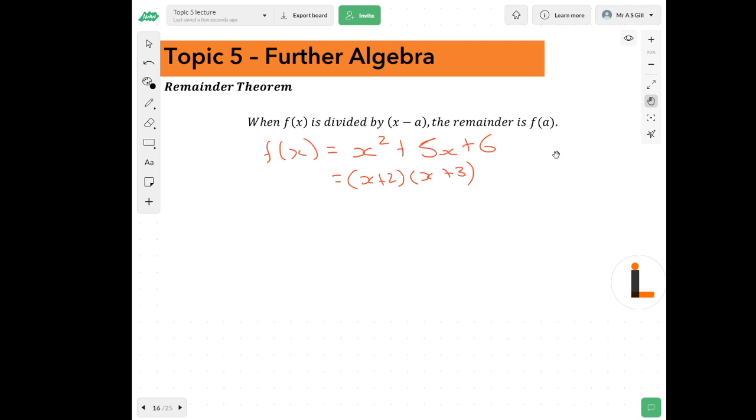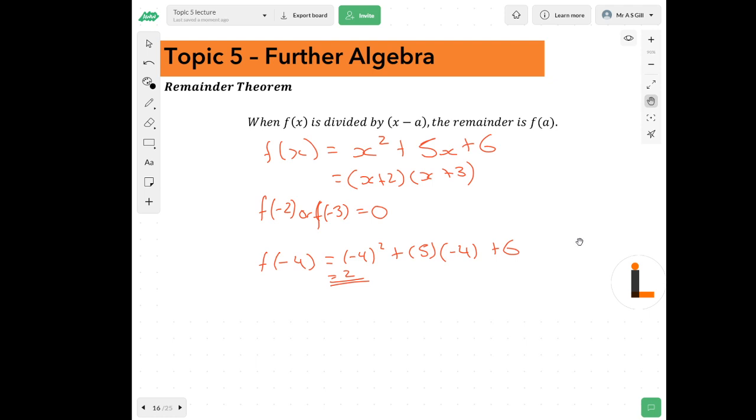And we also said, well, if we were to sub in f of minus 2 or f of minus 3, we'd get 0. What remainder theorem says is, let's say we took f of minus 4 and we substituted this in. So we get minus 4 squared plus 5 times minus 4 plus 6, which is 16 minus 20 plus 6, which is going to be 2, right? We get this value of 2.